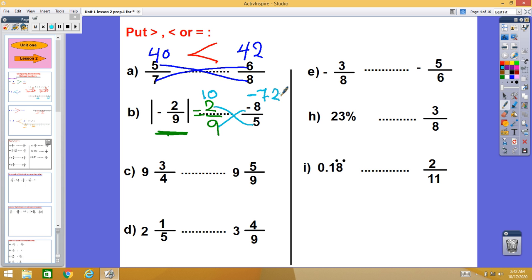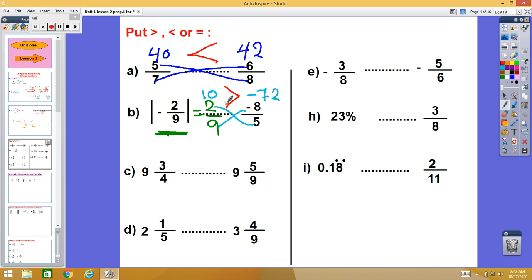Now we have 10 compared to negative 72. As we know, any positive number is greater than any negative number. So 10 is greater than negative 72. The next one, if we have 9 3 over 4 and 9 5 over 9. Now we want to compare between two mixed numbers.